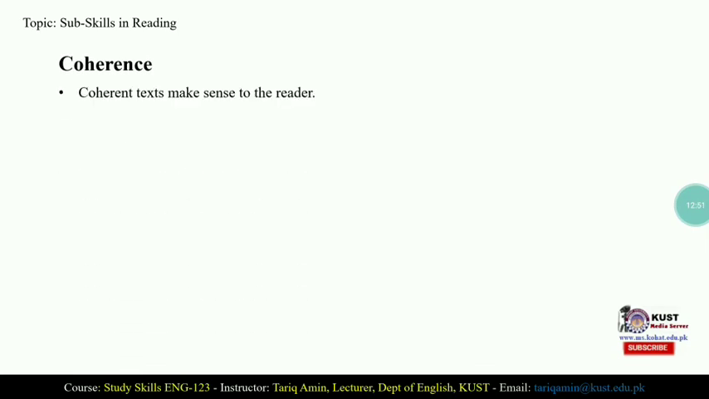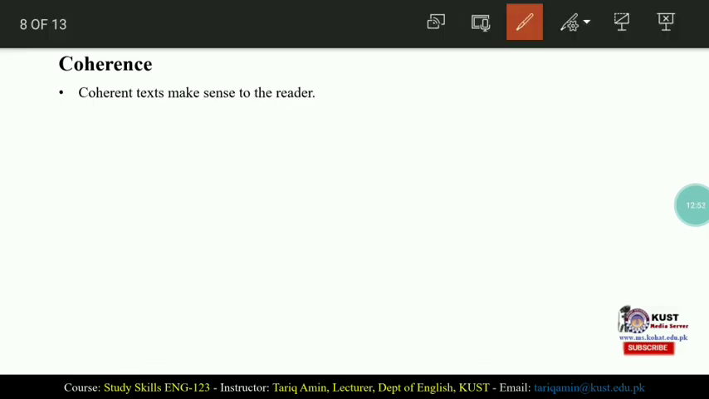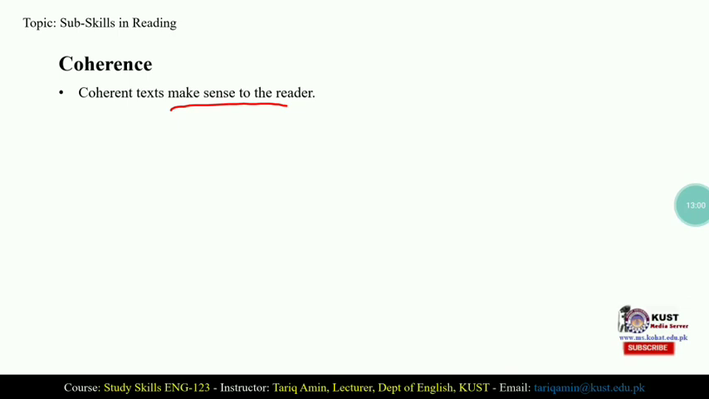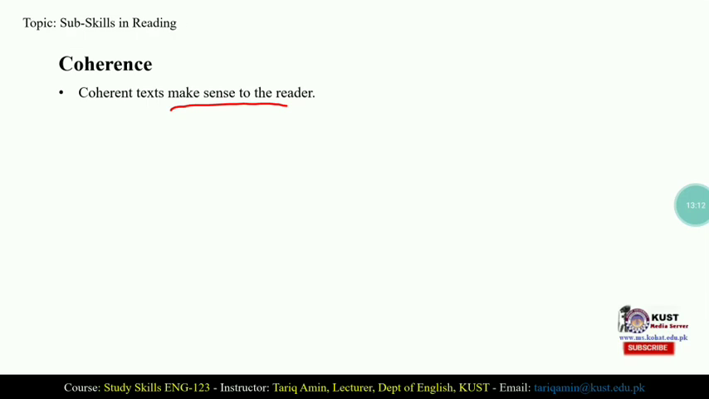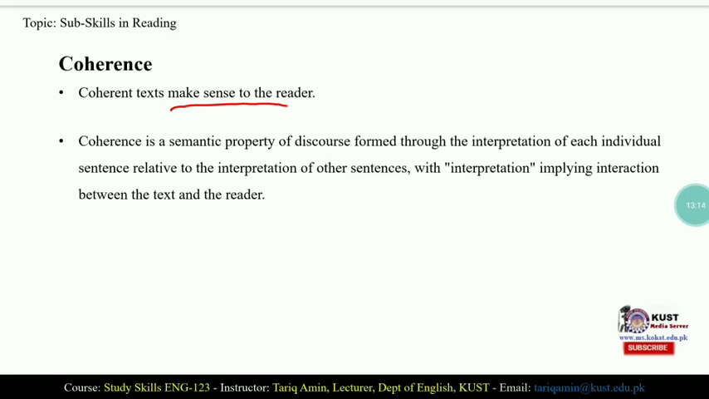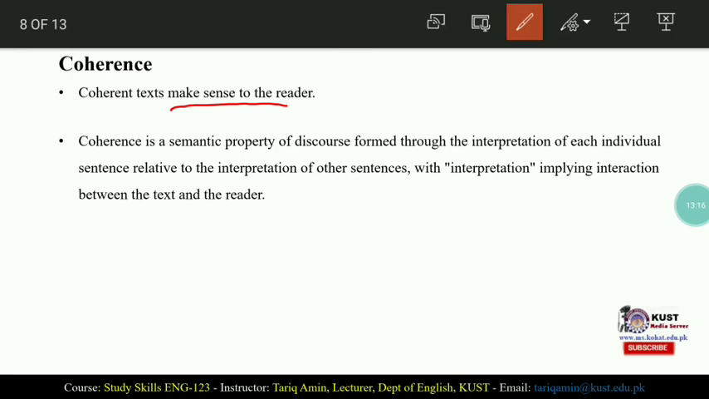Now, a coherent text makes sense to the reader. If texts are coherent, it would make sense to the reader, and if texts are not coherent, it would not make sense to the readers. And cohesive devices can help in making different texts coherent, but it is not necessary that every cohesive text would be coherent as well. Coherence is a semantic property of discourse formed through the interpretation of each individual sentence relative to the interpretation of other sentences.